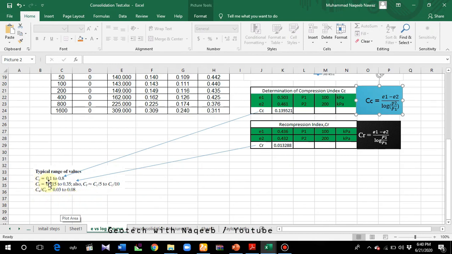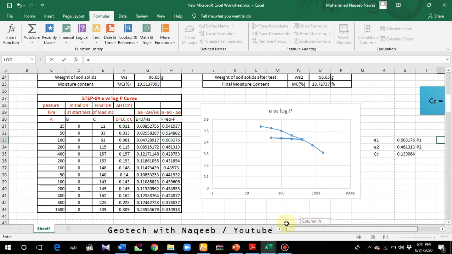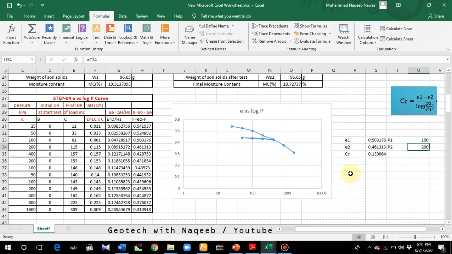So here you can see the Cc value should be in the range of 0.1 to 0.8. So my value is correct. Now I will have to convert this into the formula, like 100, and I will collect this 100 compression marks. Okay, now I will be finding out Cs, the swelling index.